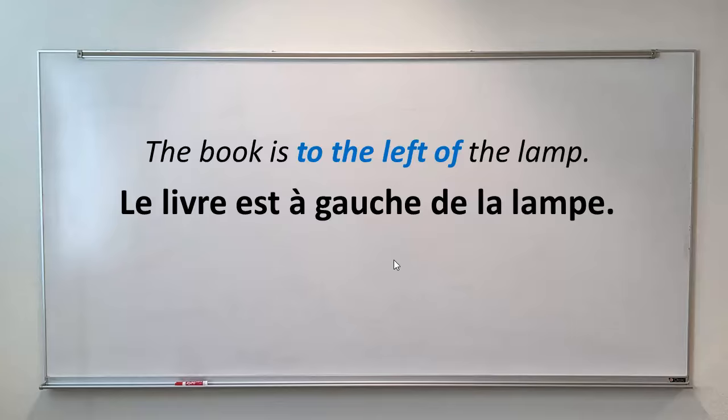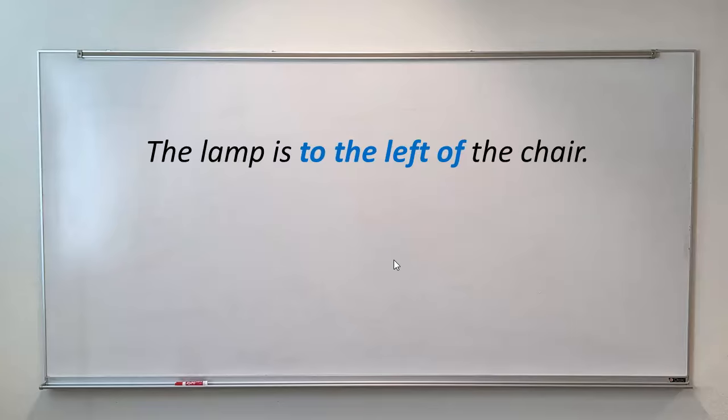Okay, so let's try another example. How about the lamp now is to the left of the chair? So we see the chair. There's the lamp just to the left of it. How would I express this idea in French? Let's start from the beginning. Comment dit-on the lamp?